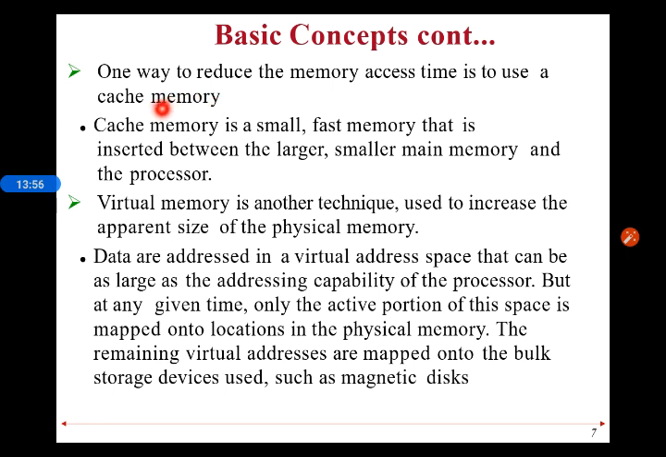So what is meant by a cache memory? Cache memory is a small, fast memory that is inserted between the larger main memory and the processor. So actually it acts as a buffer between the processor and the main memory.